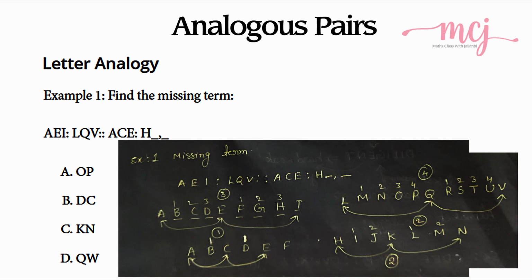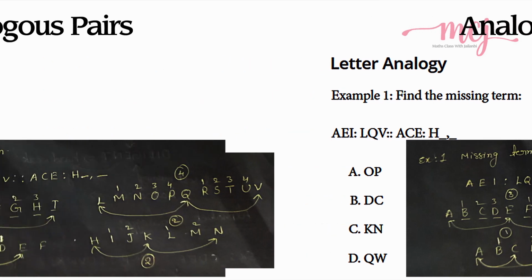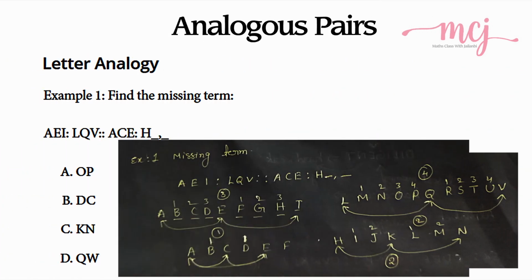Let us move on to the second step, that is the application of the rule. Now between L and Q, we have M, N, O and P, that is 4 letters which are one more than 3. Similarly, between Q and V, we have R, S, T and U. Again 4 letters. Thus, the relation is that the second word or collection of letters is separated by one more alphabet than the first one.